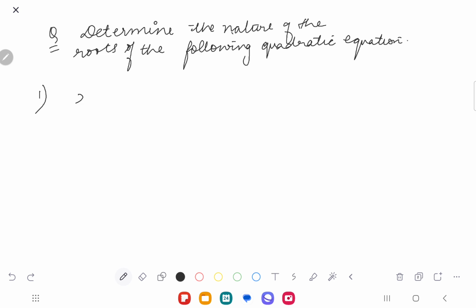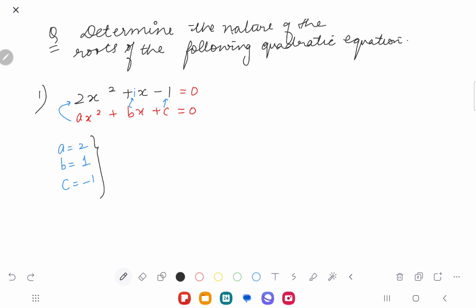The first equation that we have is 2x square plus x minus 1. You compare this equation with ax square plus bx plus c equals to 0. So you have a equals to 2, b equals to 1, c equals to minus 1. When you have a as 2, b as 1, c as minus 1, we put in the values because we have to check the nature of the roots. So we have discriminant as b square minus 4ac.